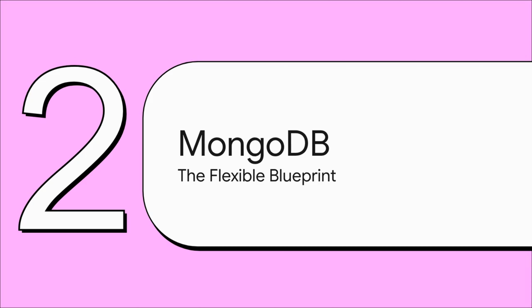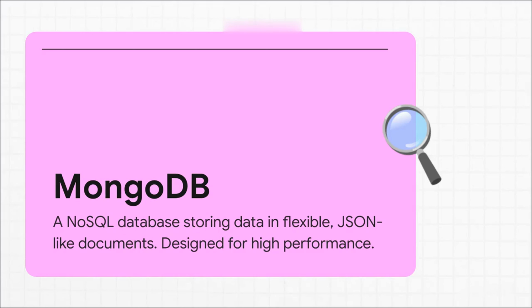It's less like that rigid skyscraper blueprint and more like a flexible plan for a cool modular home. And a perfect example of this philosophy is MongoDB. So MongoDB kind of throws the old rulebook out the window. Instead of those rigid tables, it stores data in these super flexible JSON-like documents. This whole approach was built from the ground up for high performance, and this is a big one, for making developers' lives easier when the data structure isn't set in stone.